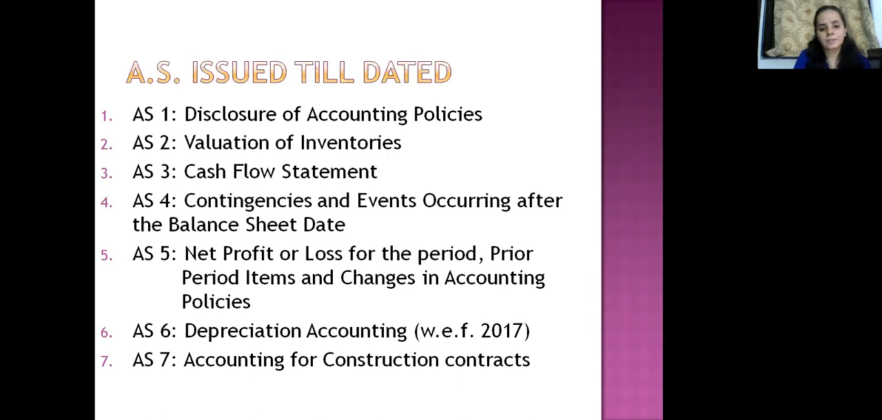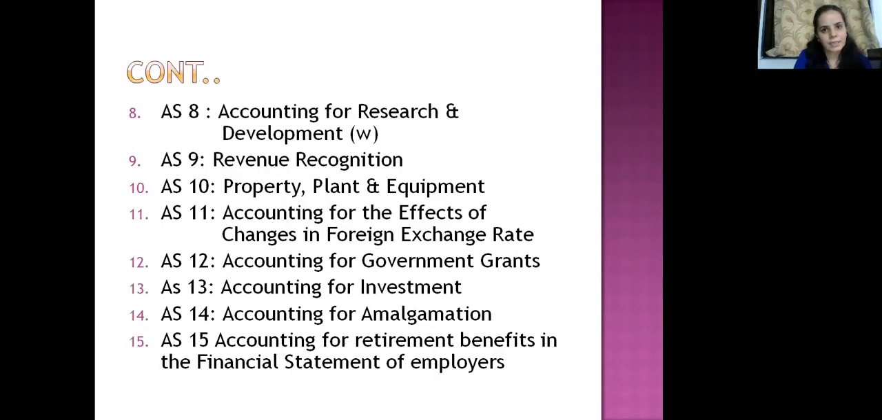Accounting standard 6 deals with depreciation accounting. Accounting standard 7 deals with accounting for construction contracts. Accounting standard 8 deals with accounting for research and development. In brackets I have written W, which means it has now been withdrawn by the council. Accounting standard 9 deals with revenue recognition. 10 deals with property, plant and equipment. 11 deals with accounting for the effects of changes in foreign exchange rates. 12 deals with accounting for government grants. 13 deals with accounting for investments.